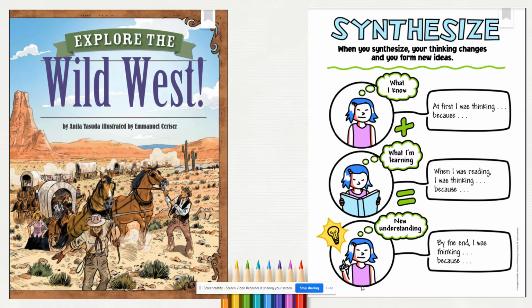As you read, good readers also synthesize by thinking about their own ideas on a topic, as well as the ideas that they have read, to come to a new understanding about the topic. To review, when you track your thoughts and synthesize ideas, you're going to use the following formula. What I know plus what I am learning equals my new understanding.